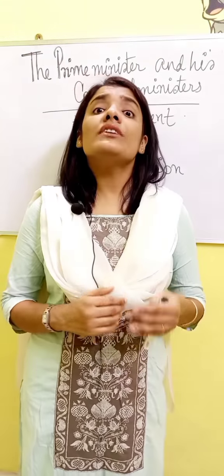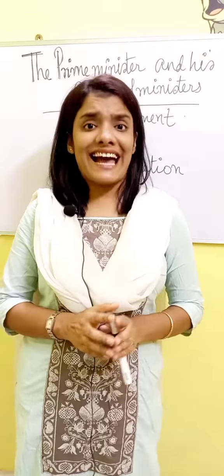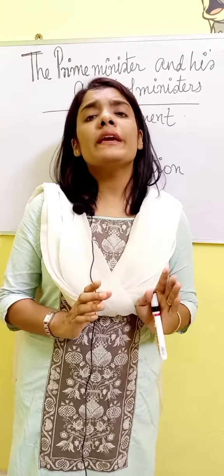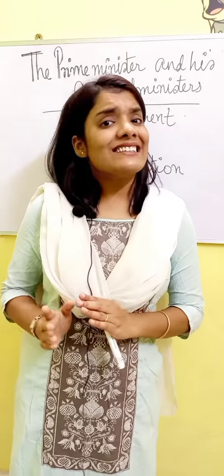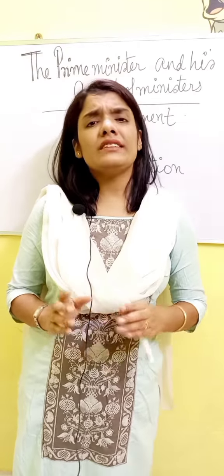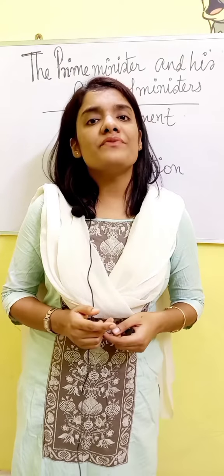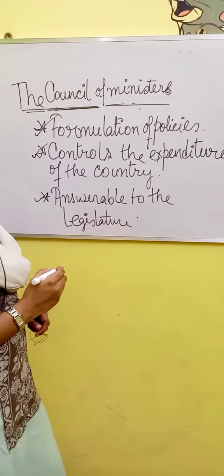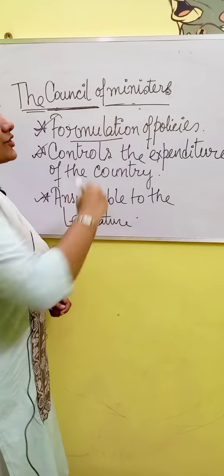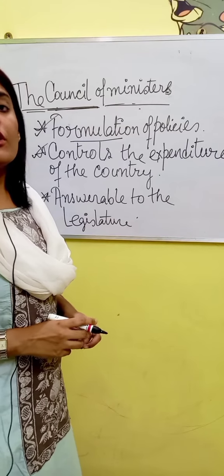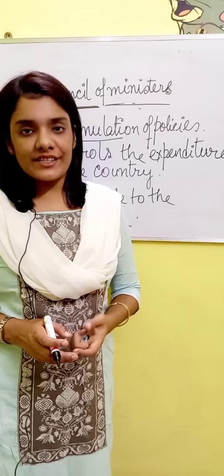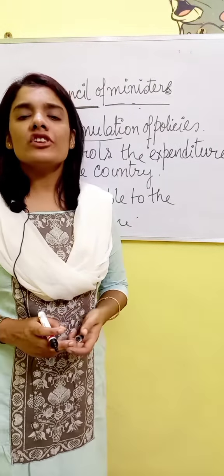The number of the Council of Ministers has not yet been fixed. But according to the 91st Amendment Act of the Constitution, it has been decided that only 15% of the members of Lok Sabha should be appointed as the Council of Ministers. Now, we will study the powers and functions of the Council of Ministers. The first and foremost function is formulation of policy. These policies include domestic policies as well as external policies. What is the next function of the Council of Ministers?